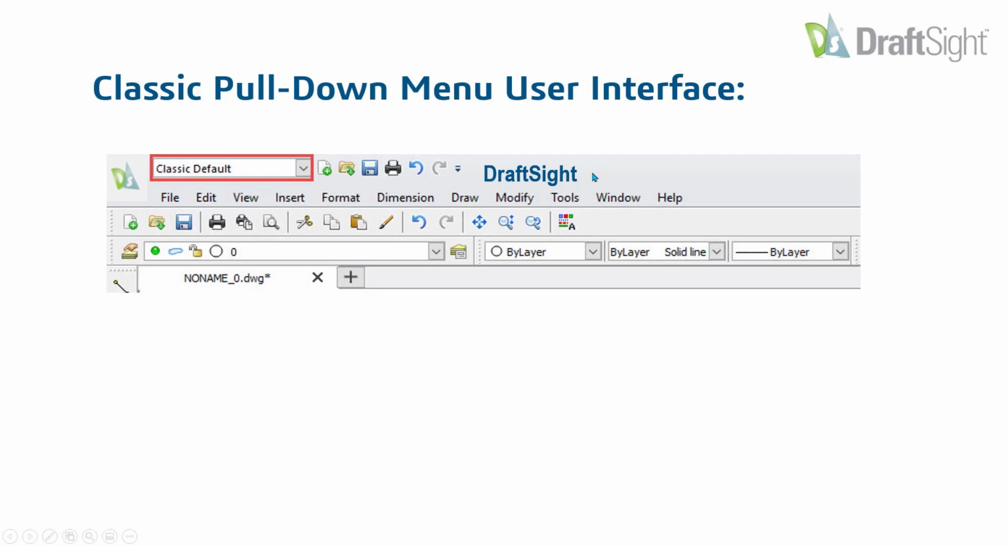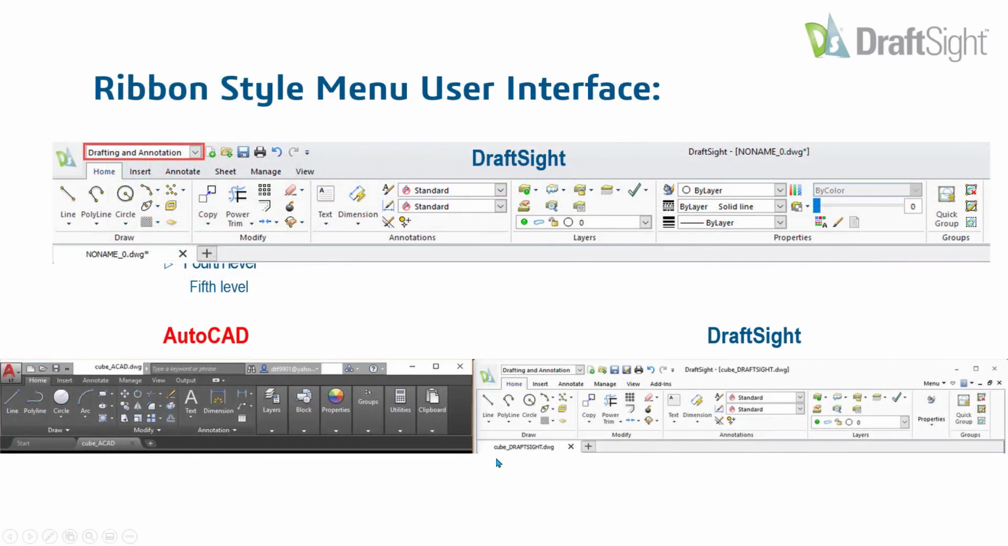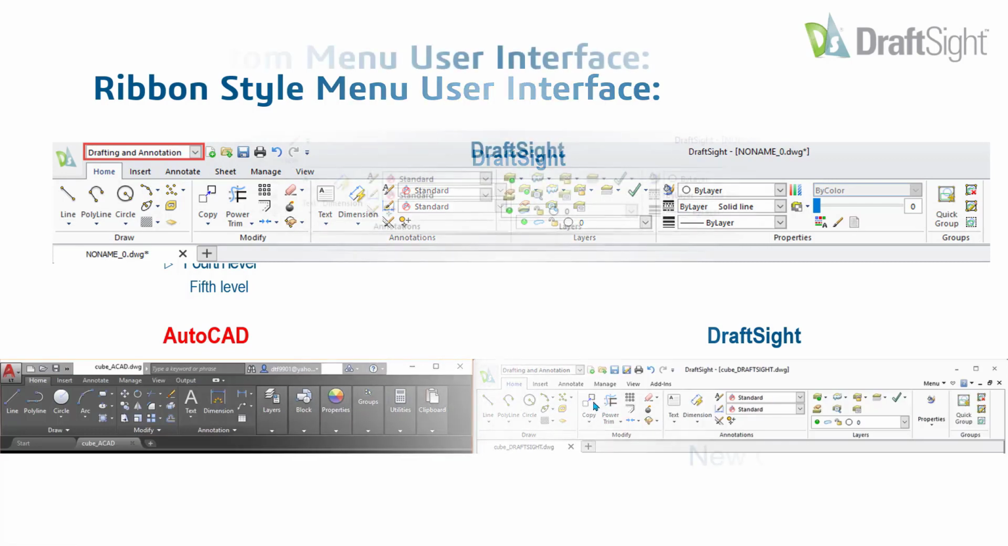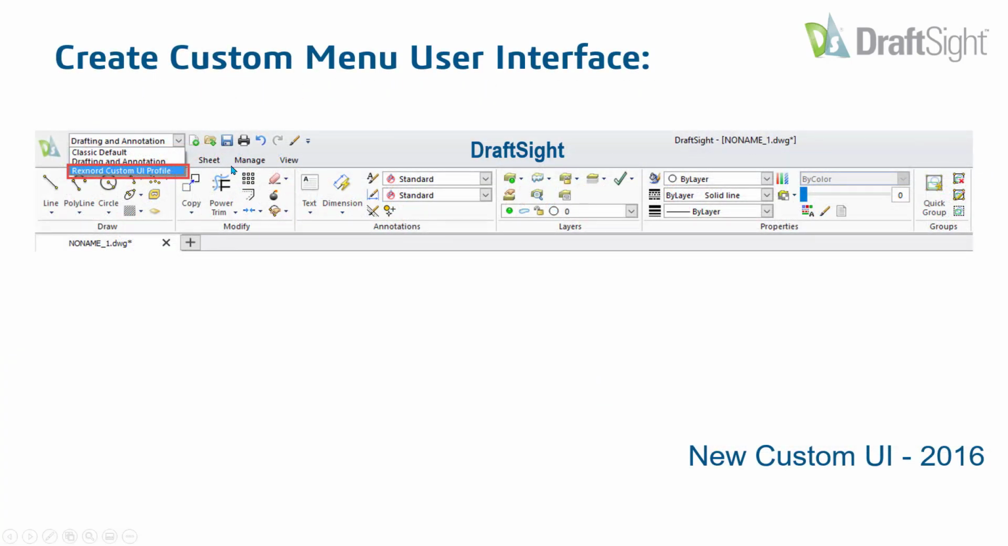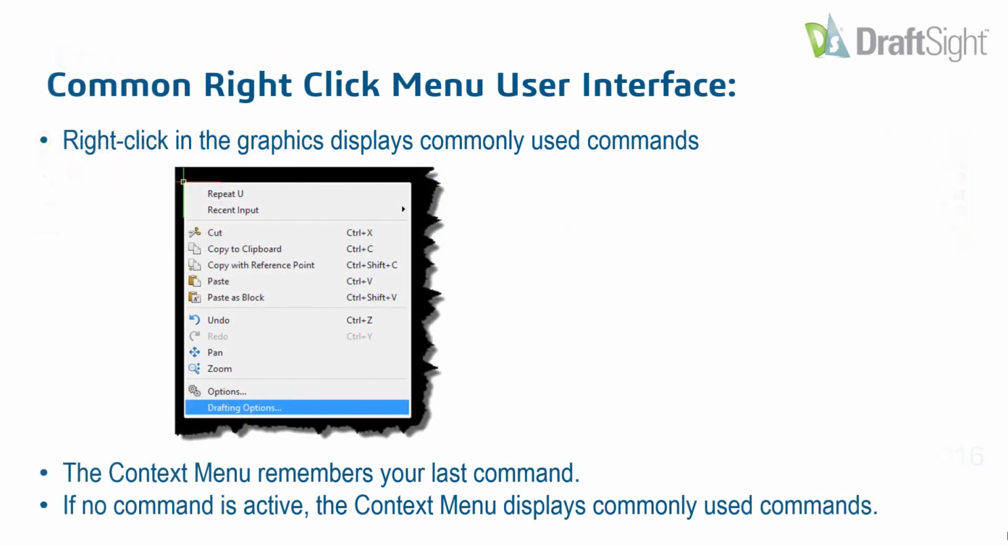Getting back to the classic pull downs, here's what they look like inside DraftSight. Okay, and then we have the ribbon style as well. We have this ribbon style where we have ribbons, just like you're used to. We also can create a custom one too. That was introduced in 2016, but you can create your own custom one and add what you care to add.